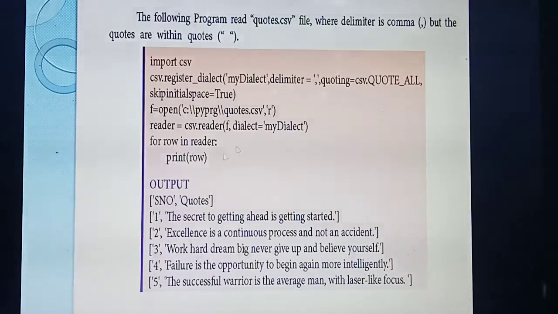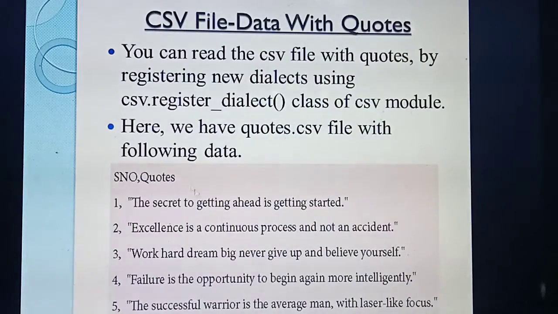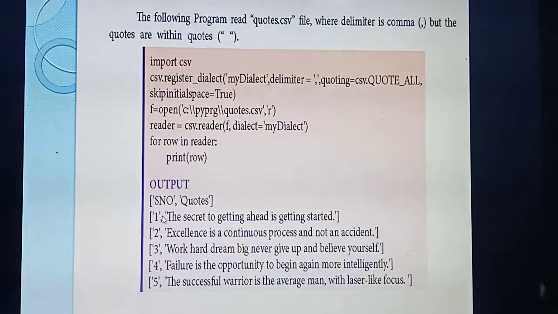Understood? See the output. Here they have given the sentences, each with a comma, in double quotes. But here, see, the double quotes are removed. Only single quotes remain, since all the things are given in single quotes. Here the double quotes are removed. Understood?